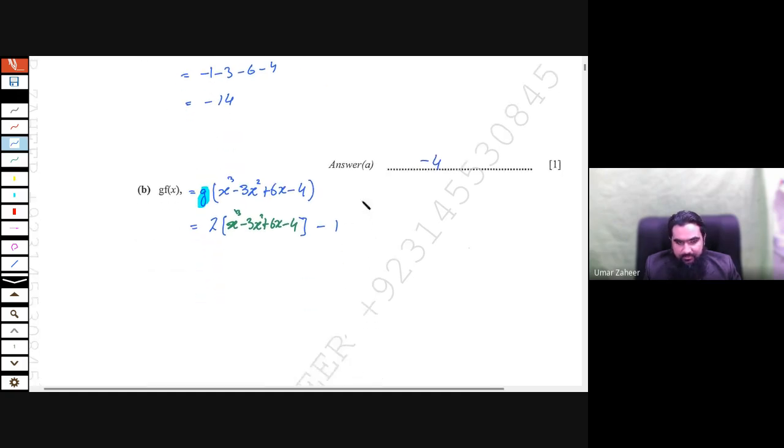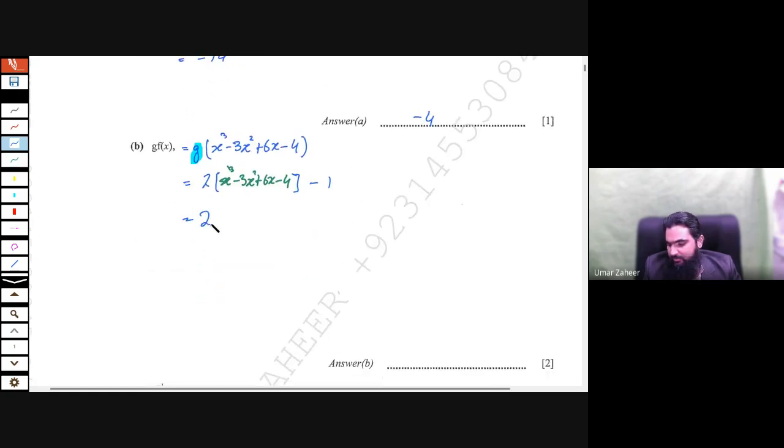Now the simplification. We have 2x cubed minus 6x squared plus 2 times 6 is 12x minus 8 minus 1. We have 2x cubed minus 6x squared plus 12x minus 9. That will be the final answer. So you will get the composite function g into f of x is 2x cubed minus 6x squared plus 12x minus 9.